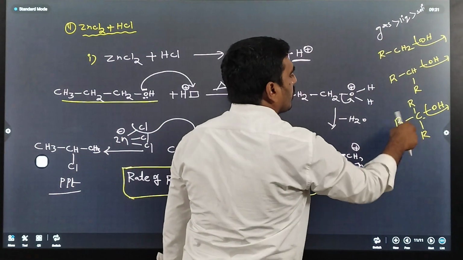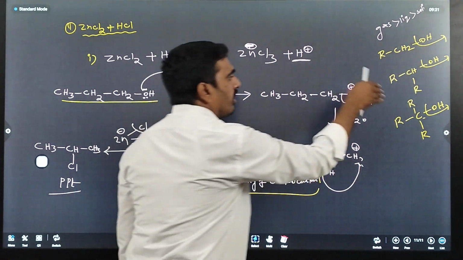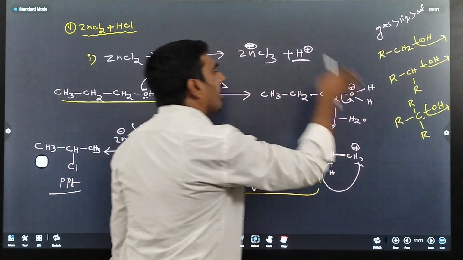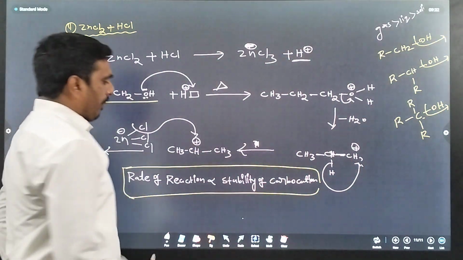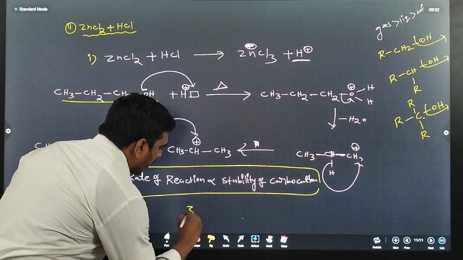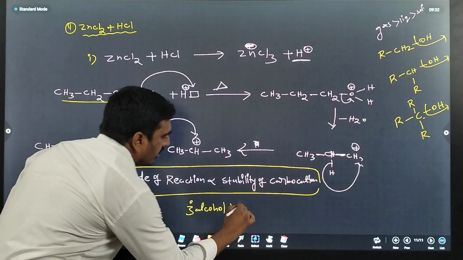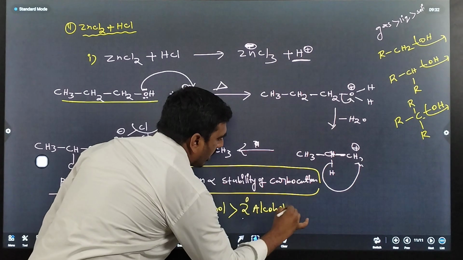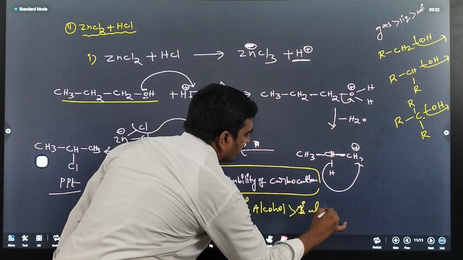So in these three compounds, this is the tertiary carbocation, this is the secondary, and this is the primary. Which is the most stable? The tertiary carbocation is more stable. So that's why tertiary alcohols are more reactive with Lucas reagent. So the rate of reaction is tertiary alcohol, then secondary alcohol, then primary alcohol.